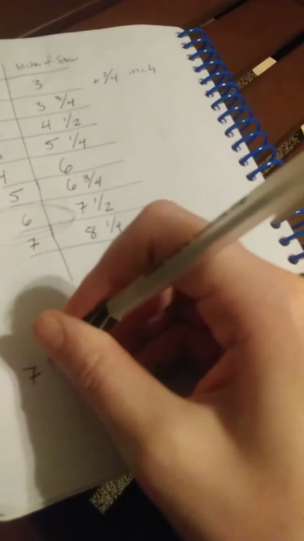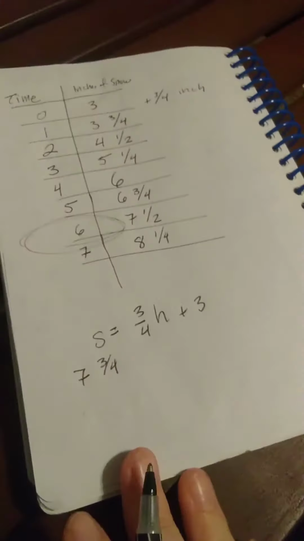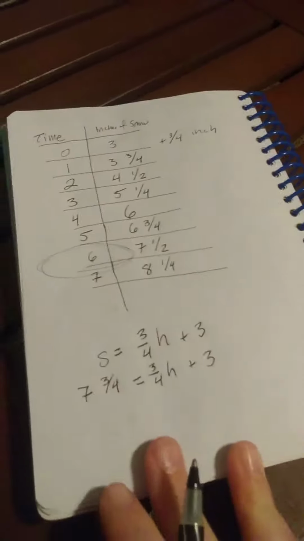So we have S equals 3/4 H plus 3. We said we want to know, when is the snow 7 3/4 inches. So we substitute that in for our output, our S. So 7 3/4 equals 3/4 H plus 3. To solve this equation, we need to get H alone.